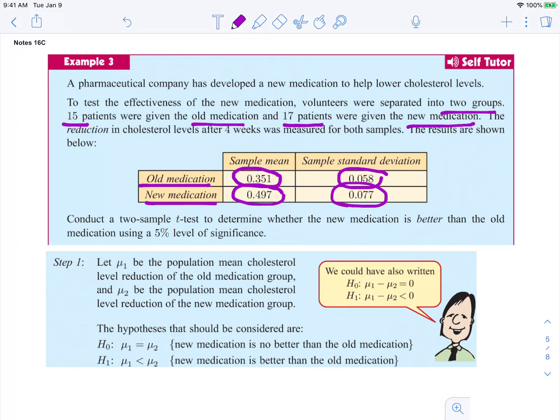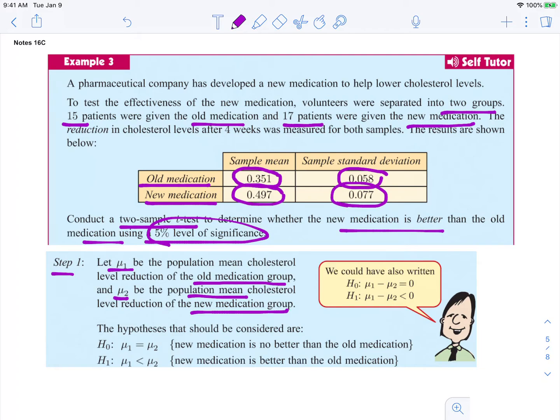So we're going to conduct a two-sample t-test to determine whether the new medication is better than the old, and the significance level we're going to test at is 5%. So step 1, we're going to let the mean of the first sample be the population mean of the cholesterol reduction of the old medication. The mean sub 2 is the population mean of the new medication.